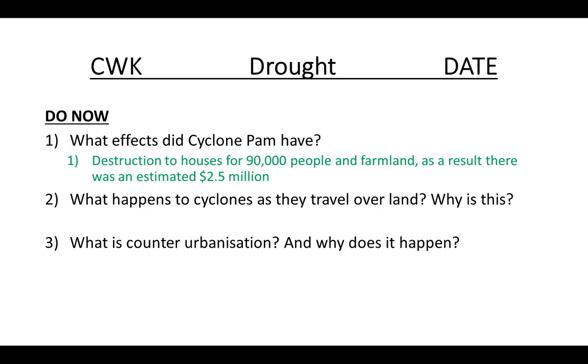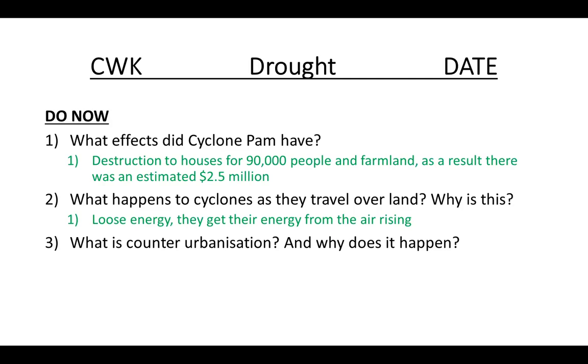What happens to cyclones as they travel over land, and why is this? Well, they very quickly start to lose energy and will eventually sort of fizzle out, and that's because they get their energy from the sea and the air rising, and that doesn't tend to happen as much on the land as it does in the sea.